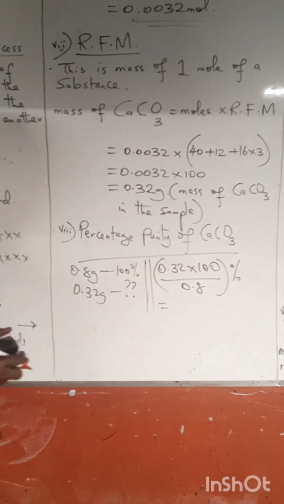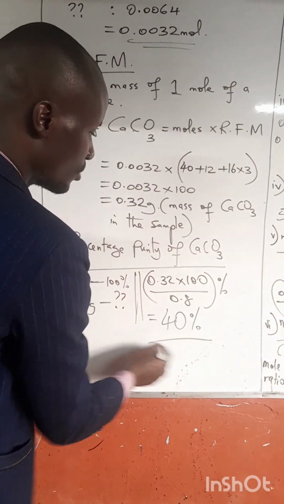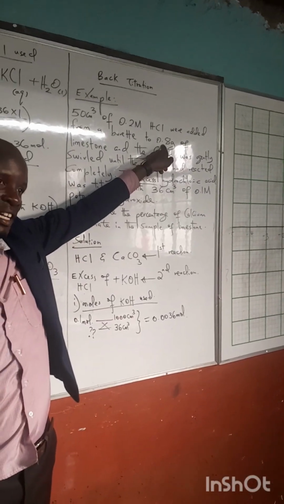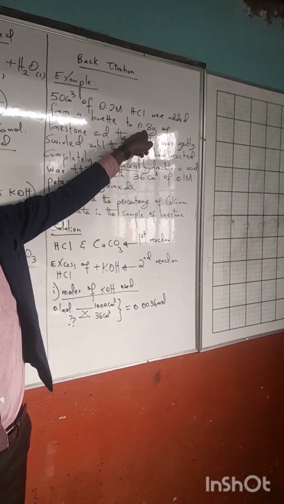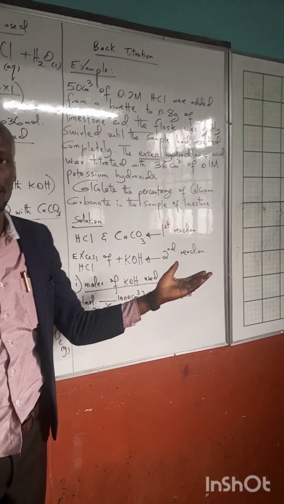This one gives you? What does this one tell you? That in this sample of 0.8 grams of limestone, only 40% is calcium carbonate. 60% is impurities.